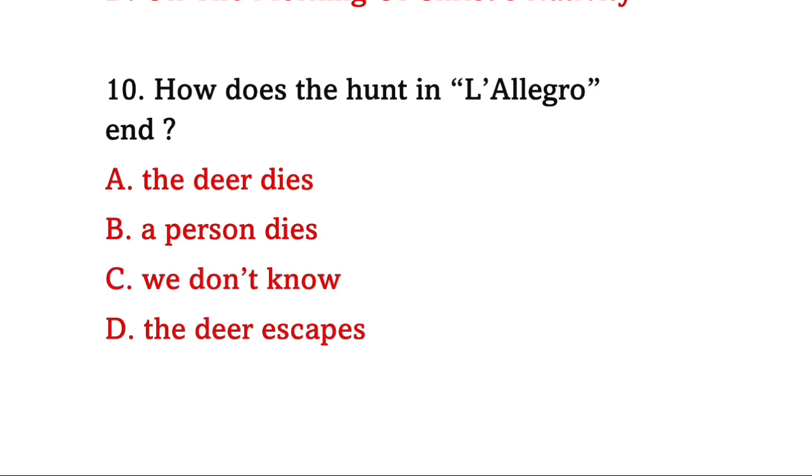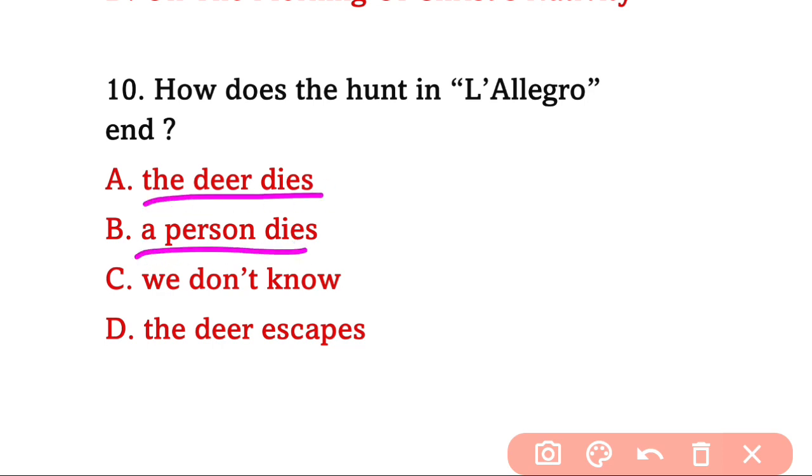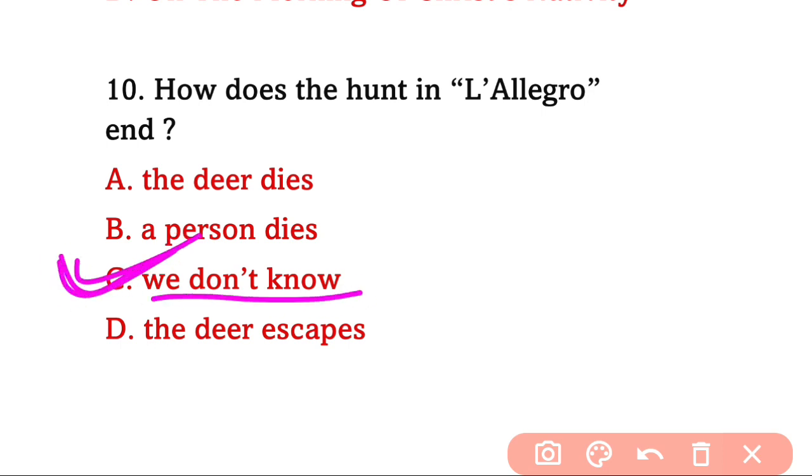Next question, question number 10. How does the hunt in L'Allegro end? What will be the answer? The deer dies, a person dies, we don't know, or the deer escapes. The answer will be we don't know. Option C is correct.